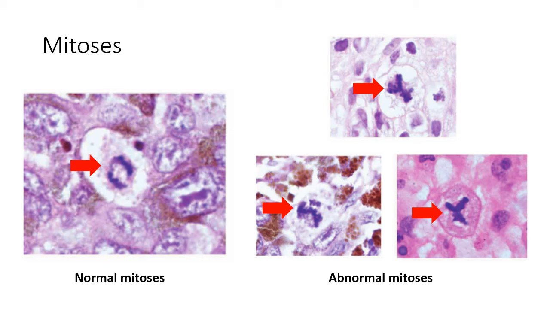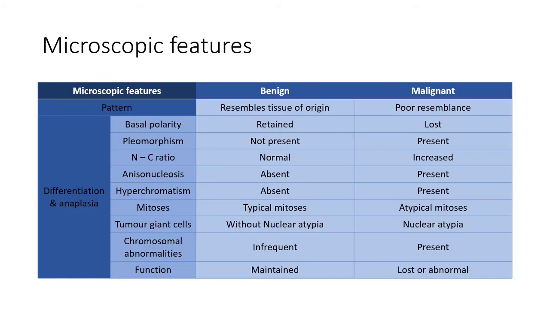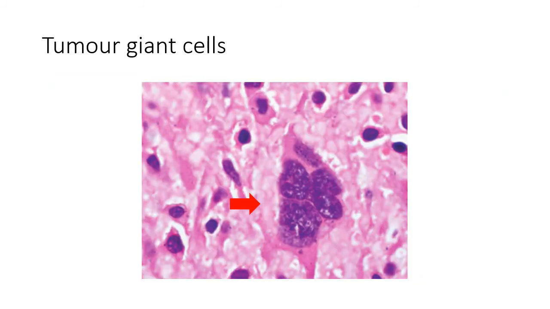Benign tumor does not exhibit abnormal mitotic figures. It exhibits normal mitotic figures, but it does not exhibit abnormal mitotic figures. And abnormal mitotic figure is a feature of malignant tumor. Now the next characteristic is presence of tumor giant cells. Both benign and malignant tumors exhibit tumor giant cells, but in benign tumors, these tumor giant cells are mostly without nuclear atypia, and in malignant tumor, they are mostly with nuclear atypia.